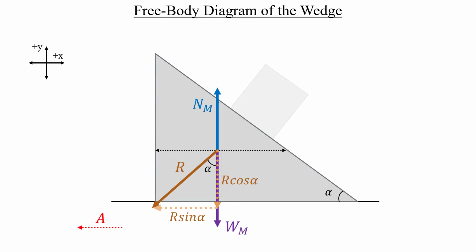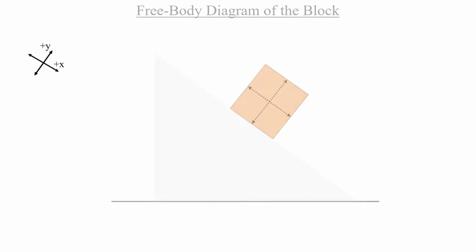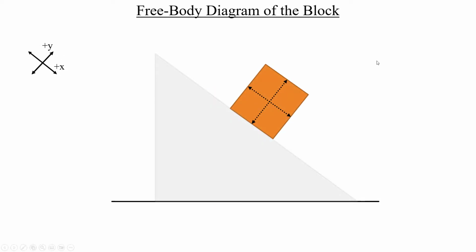Let's switch over to the free body diagram of the block. Here I've switched our coordinate axes to be parallel and perpendicular to the wedge, with plus x acting down the ramp. Along the y direction, we have the block's weight pointing straight down, as well as the reaction force again due to Newton's third law.